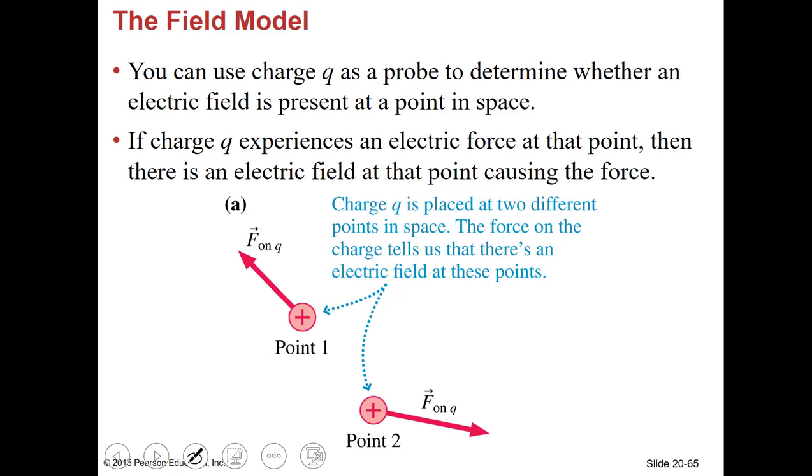So you can use a charge as a probe to determine whether an electric field is present. If you put a charge at some point and it experiences a force, well, there must be an electric field there. Just like if you put a mass somewhere and it experiences a force, well, there must be a gravitational field there. So positive charges, again, point in the direction of the electric field. For negative charges, the force would be the opposite direction of the electric field lines, as you saw from the capacitor example.